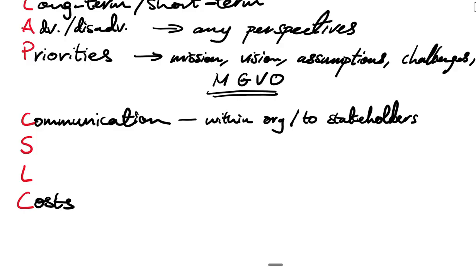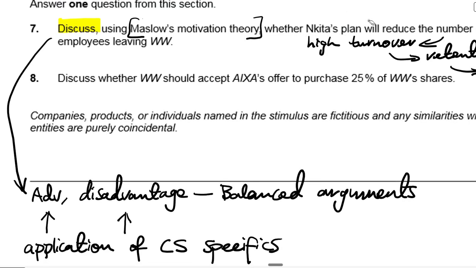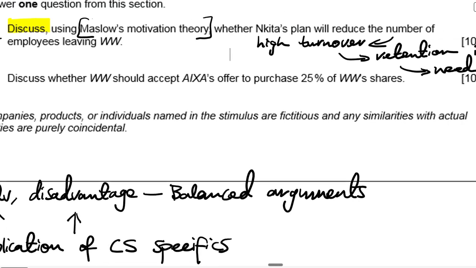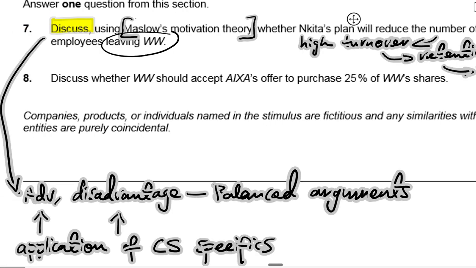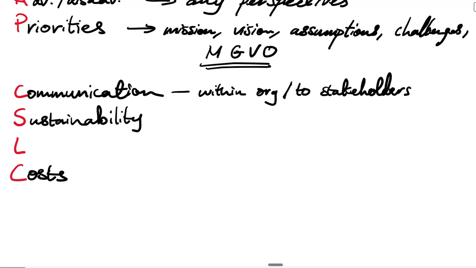As for sustainability, and this can be our triple bottom line. Sometimes you want to evaluate the sustainability of a business, or sustainability of the plan, right? You might reduce the number of employees leaving in the long term, but in the short term, nothing's going to happen, you know? So that's something you got to think about.